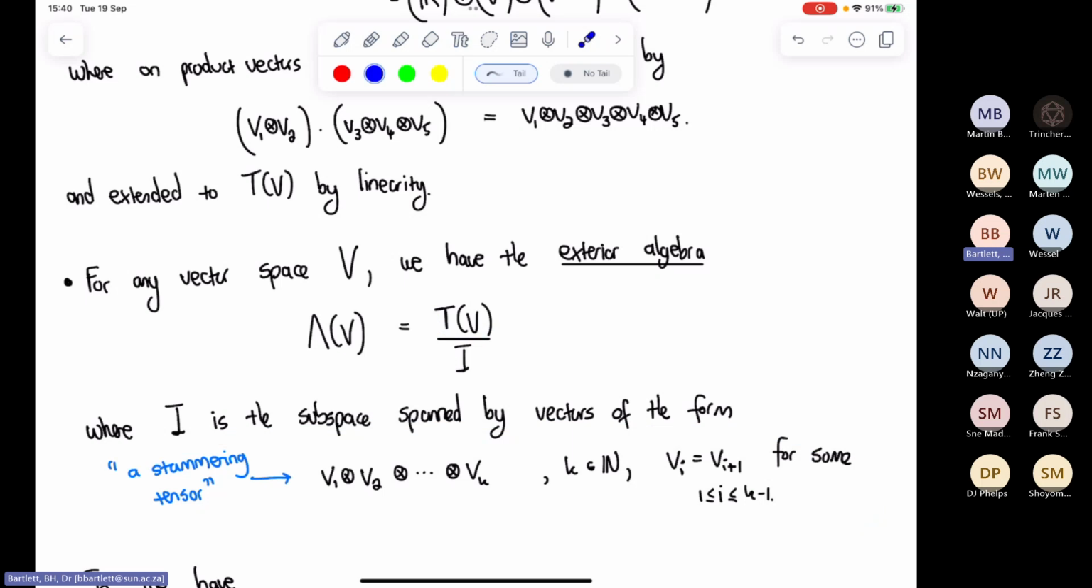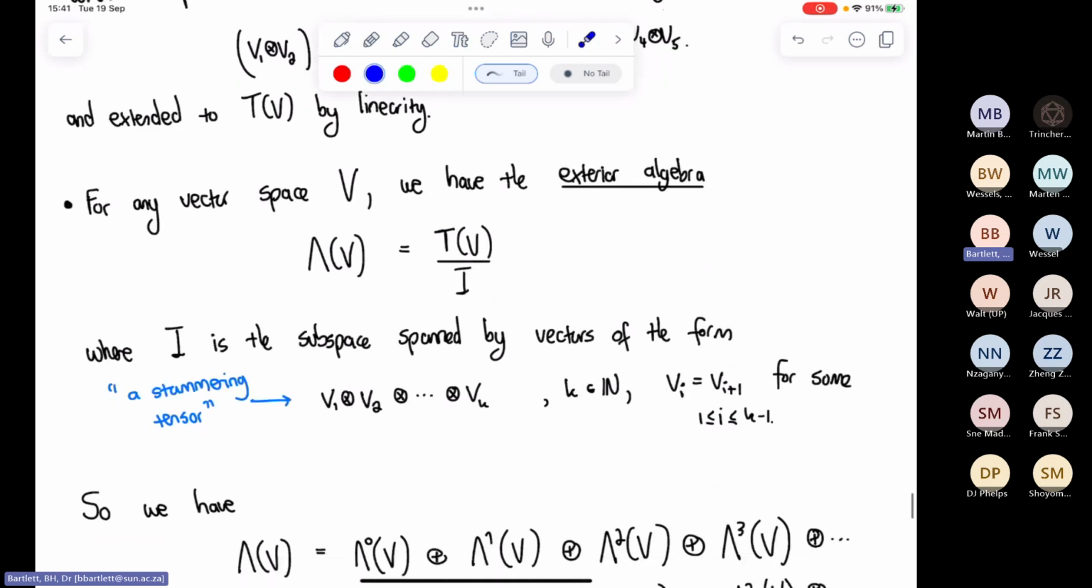And it's an ideal because if you multiply them together, they stay like that. And if you multiply them with something in the tensor algebra, you still get a stammering tensor. So it's an ideal in the tensor algebra. So I can form this quotient algebra, and that quotient algebra is called the exterior algebra. Okay, so I've done a bunch of abstract stuff, but it's all undergraduate level. It's maybe not stuff you haven't seen, but it is just using undergraduate level maths, right? I've needed the concept of an algebra and the concept of a vector space, and that's all I needed.